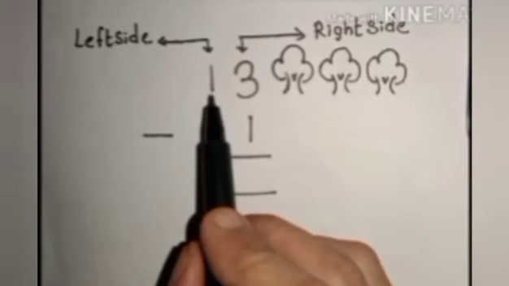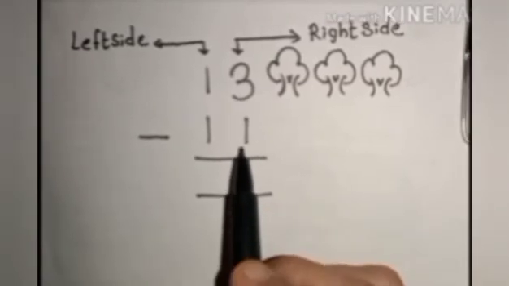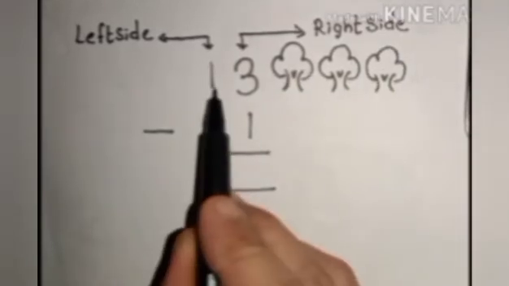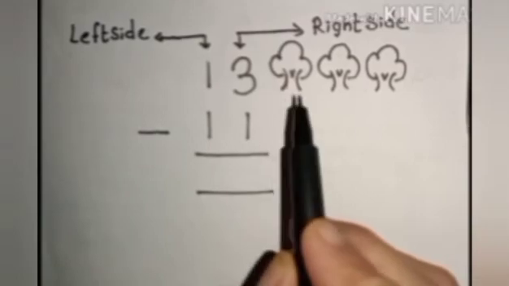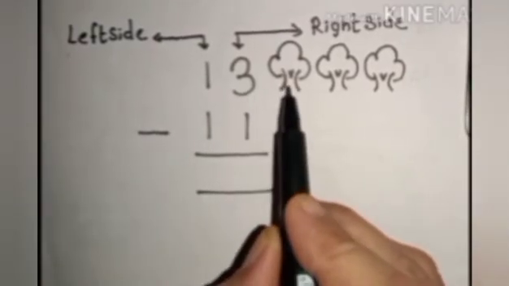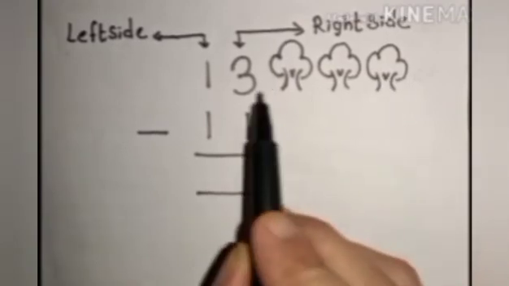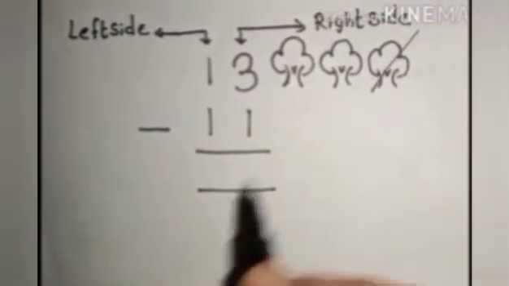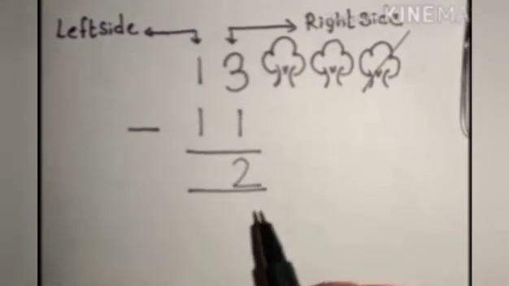The given number with two digits has the right side as the ones place, as well as the left side, the tens place. 3. Now these are the trees. 1, 2, 3. Minus 1. I will minus 1 tree. So 1, 2. 2 you have to write in the ones place.